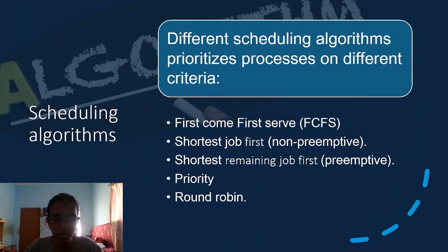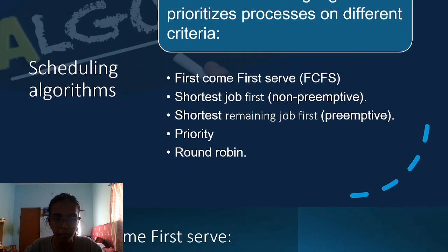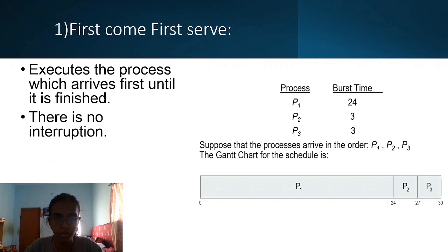Scheduling algorithms. There are different types of scheduling algorithms which prioritize processes on different criteria such as burst time, arrival time, and priority. These are the following scheduling algorithms I shall be discussing in this video. First come, first serve scheduling algorithm. This algorithm executes the process which arrives first until it is finished. There is no interruption in this algorithm, that is, the process execution is not interrupted.